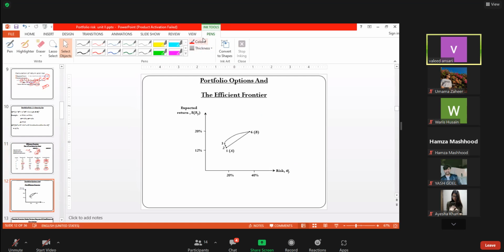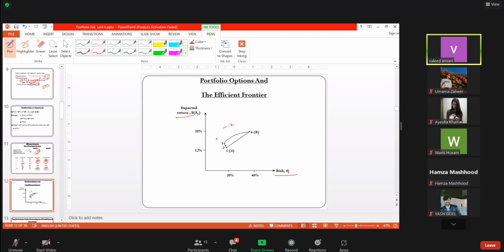Like, if this is the return and this is the risk. Risk is measured by the portfolio standard deviation. So for example, the first security case was 12% and 20%. The other case was 20% return and 40% risk. Now, if the securities are perfectly correlated, then you will move along this line. There is no chance of risk reduction. But if the correlation is, for example, -0.2, something like that, then we will find that there is a chance of risk reduction.